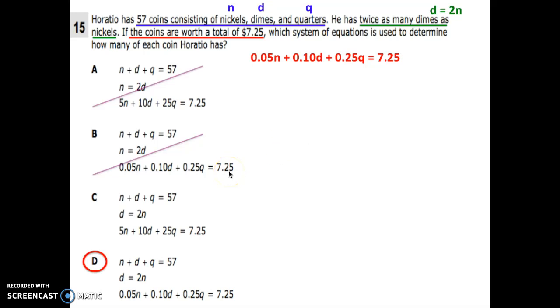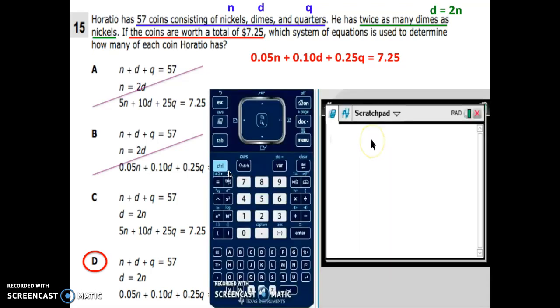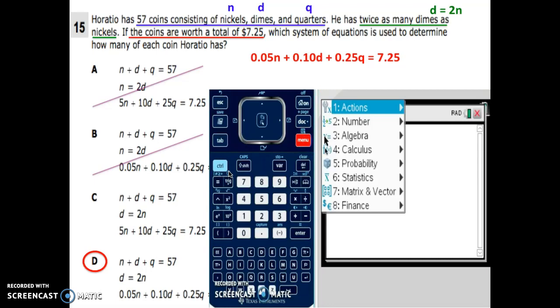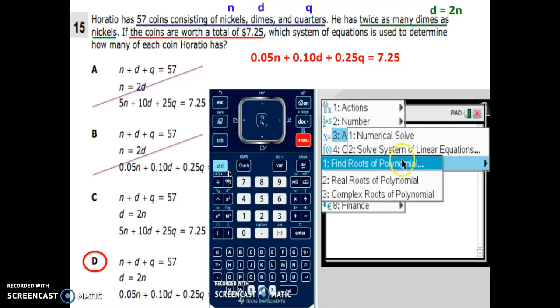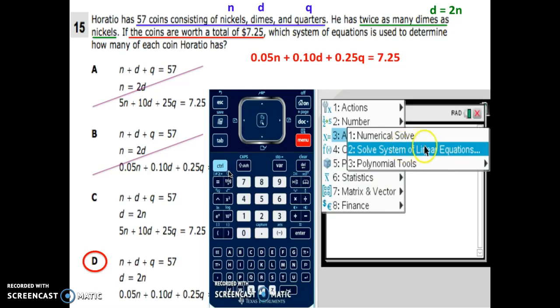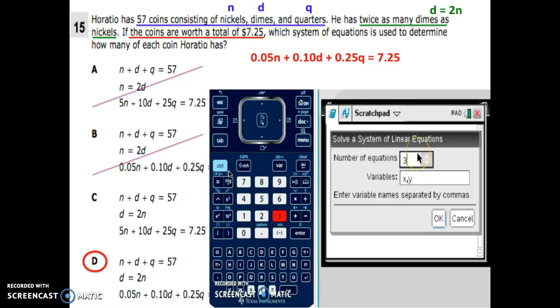Now before I move on though, I do want to stress how on your ACP and on tests moving forward, they may ask you to find the number of each type of coin. So for that, I'll go to the video. Remember that for this one we use menu 3 3 menu 3 2. Okay, solving systems of linear equations. How many equations do we have? We have 3. And remember that I taught you that you can either hit enter for x, y, and z, or you can change the variables to n, d, and q, which I'm going to do.